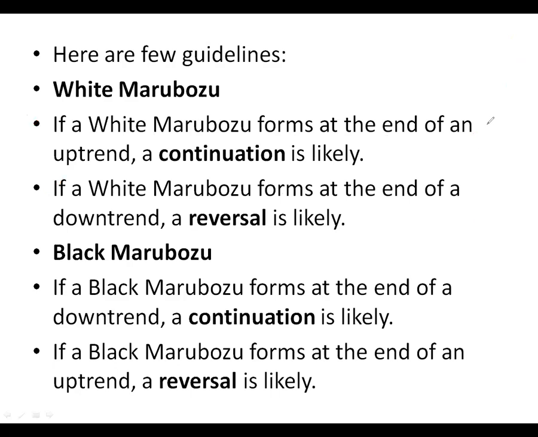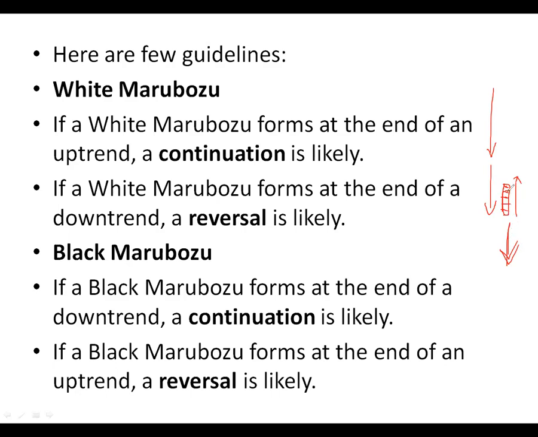So the market is in a downtrend, okay? And then a white Marubozu forms. When a white one forms, it means a possible reversal is likely to happen. But if a black Marubozu forms, then it means there's a possible continuation. Get the difference. When a black Marubozu forms, it shows total control of the seller. So it means there's a possibility of more selling.